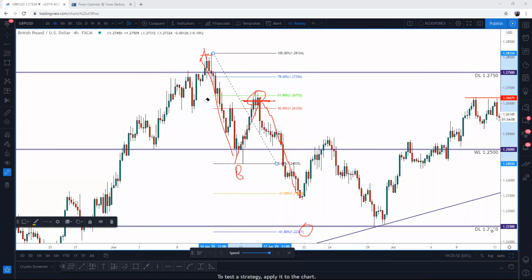So the first criteria I showed you was using that key psychological level to jump in on the trade, with the candlestick formation as a confluence to jump into the trade. And then the next one I showed you was that you could use the Fibonacci as the next confluence or next point of call to jump in on a trade.